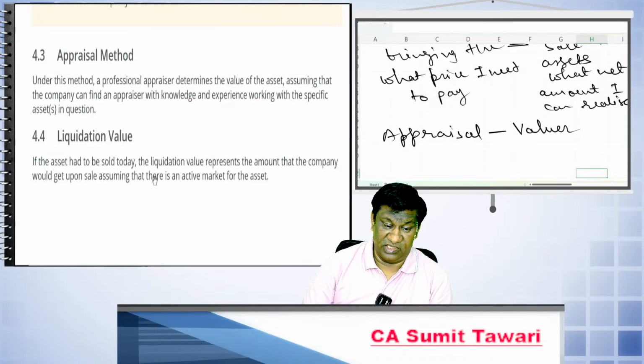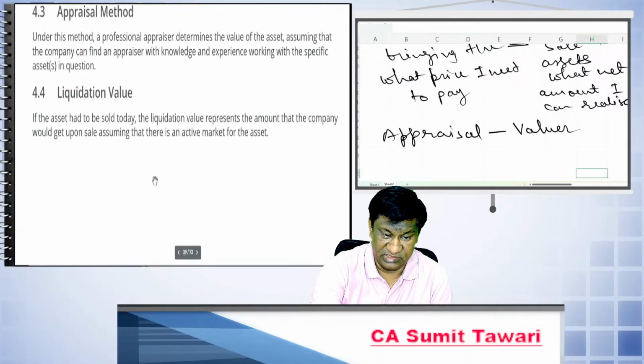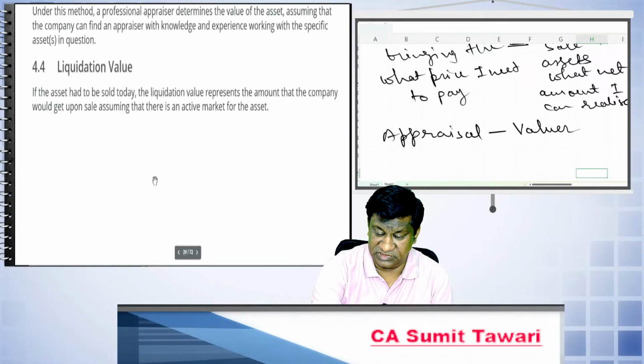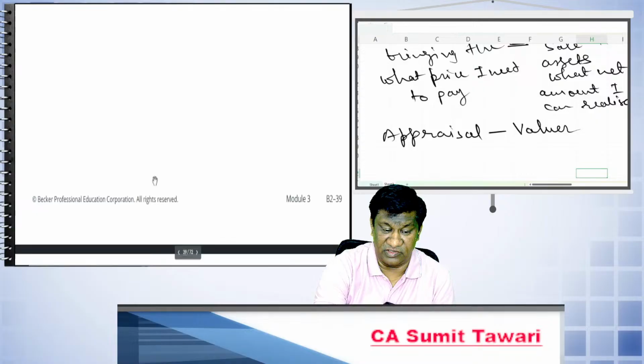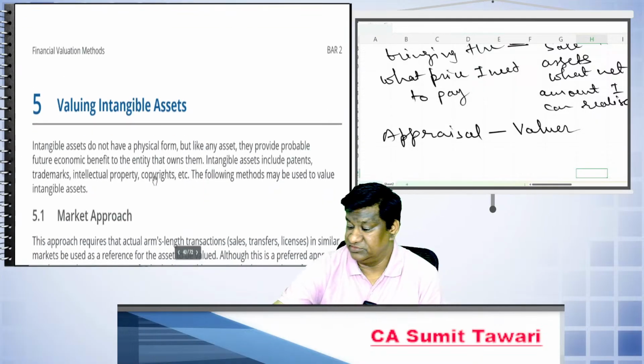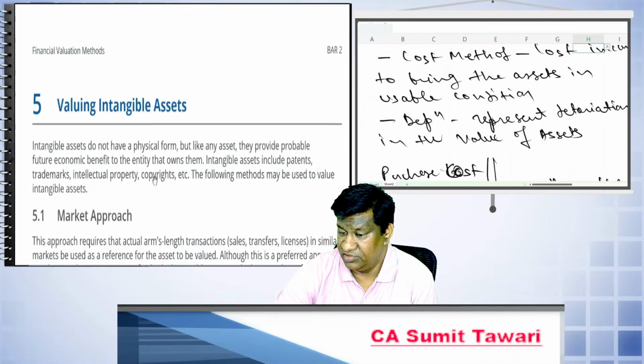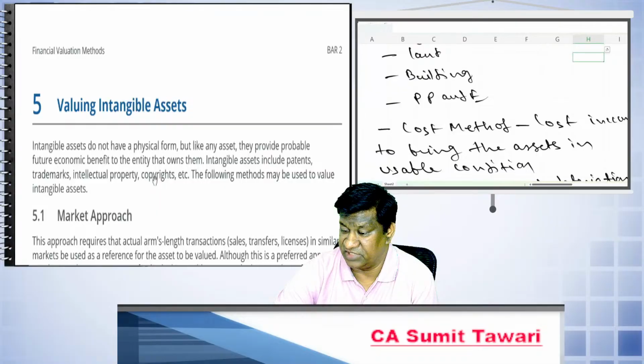Liquidation value. If the asset had to be sold today, the liquidation value represents the amount that the company would get upon sale, assuming that there is an active market for the asset. So it is the same. It means if you sell the asset, whatever may be the value, you are going to realize. Okay, so that is basically the valuation for property, plant and equipment, meaning the tangible assets.